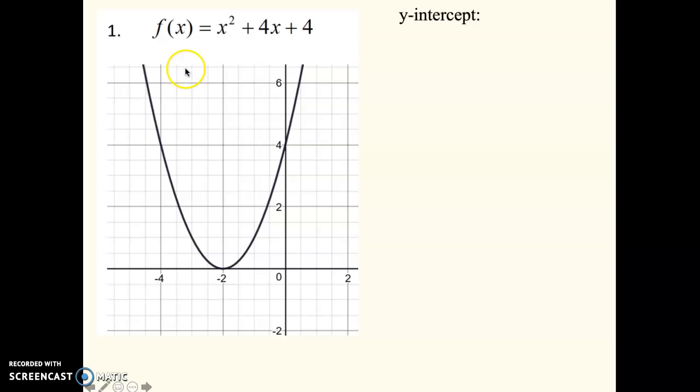Well, the first thing I notice about the equation is my a on the ax squared term is positive, and I know it should open upward. The next thing I notice about the equation is my c term, or my constant, that's positive 4. So I know I have a y-intercept at 4, and I can go ahead and graph that.